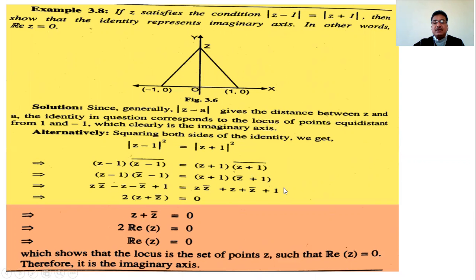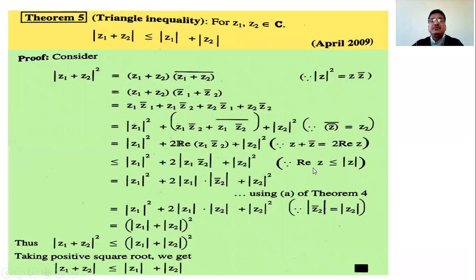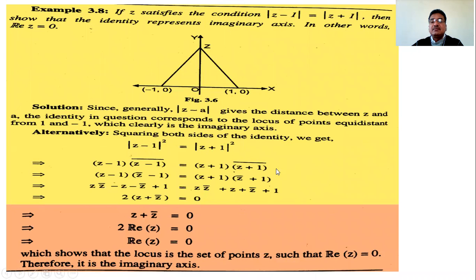Mod Z square. What is mod Z square? It is Z into Z bar. We know that mod Z square is Z into Z bar. So mod Z minus 1 square is Z minus 1 into Z minus 1 bar. Similarly, here mod Z plus 1 square is what? Z plus 1 into Z plus 1 bar.